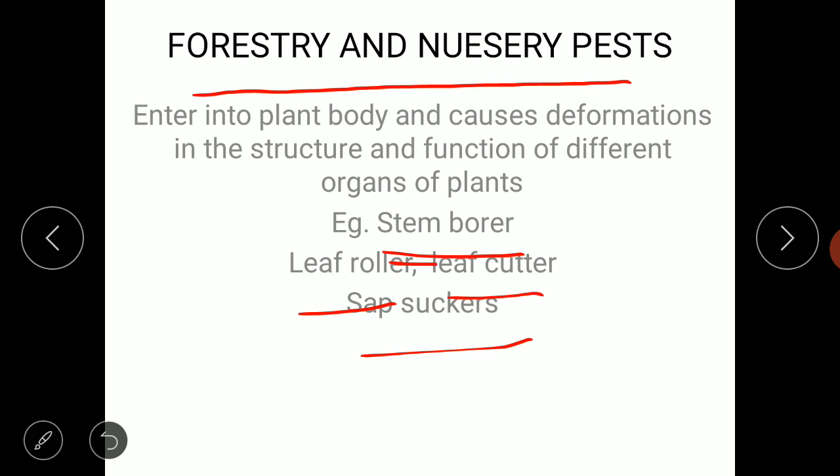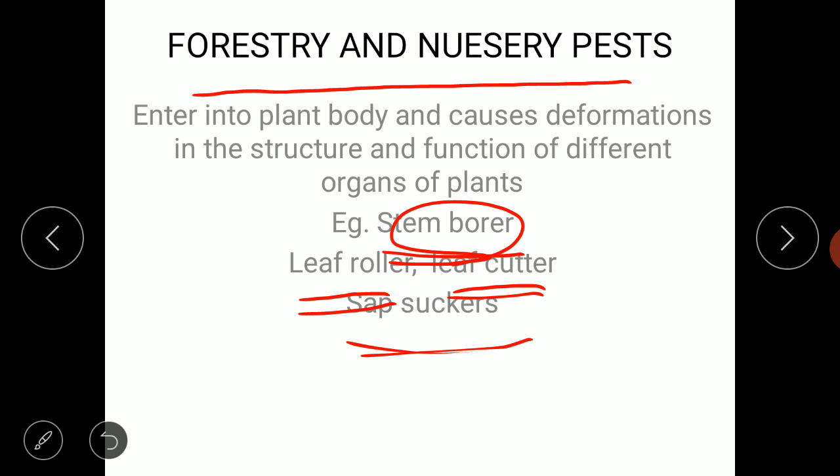See, the first one, the stem borer, directly enters into the stem and forms a tunnel, since that we call them the stem borer. The next one, the leaf roller, itself indicates that it is able to roll the leaf. The leaf cutter is going to eat or cut the leaf, and since that we call them the leaf cutter. So the leaf roller and the leaf cutter cause defoliation.